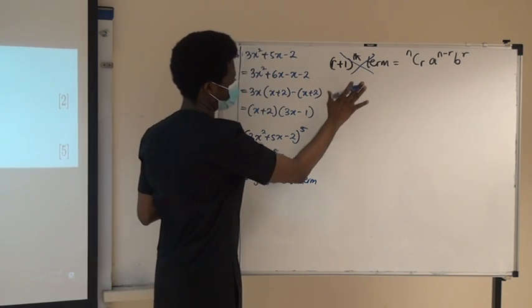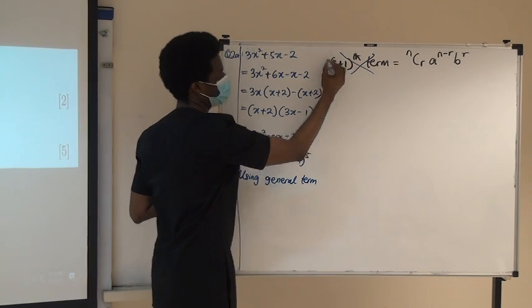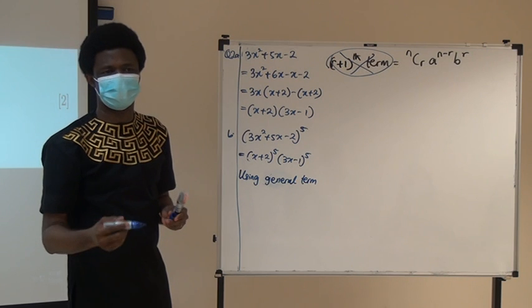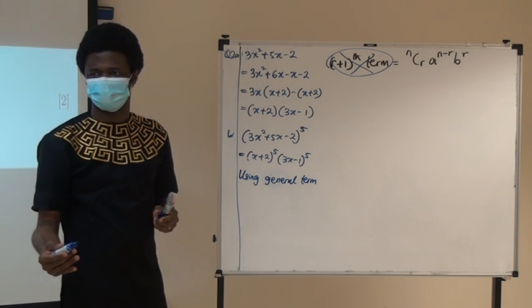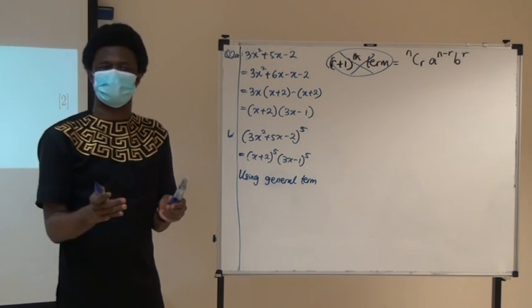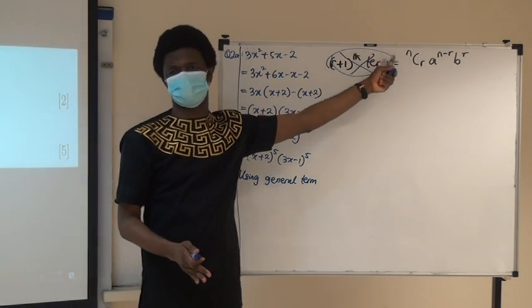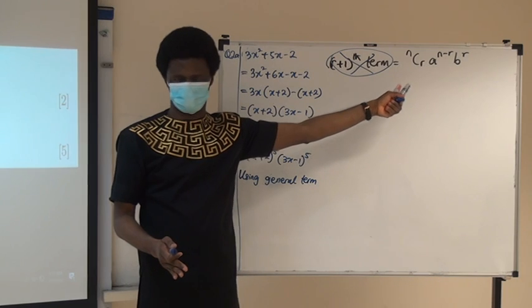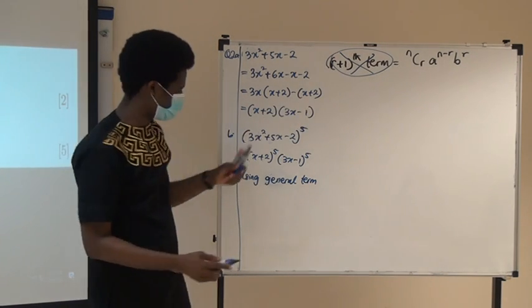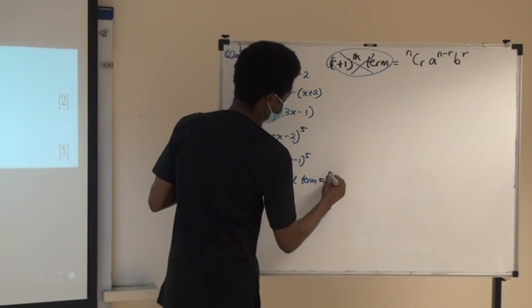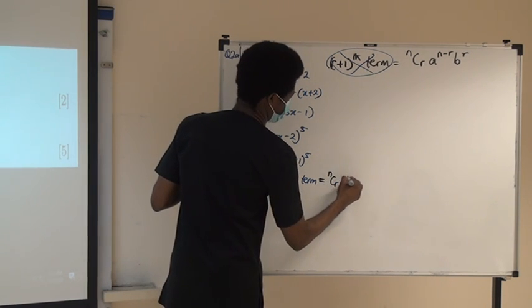Let's clarify. The case when you can call this r plus 1 term is if the question is talking about find the third term in the expansion, find the fourth term. So the question is on the term, then you can call this general term formula r plus 1 term. Okay? I hope you remember what I'm saying. So using the general term of the binomial.